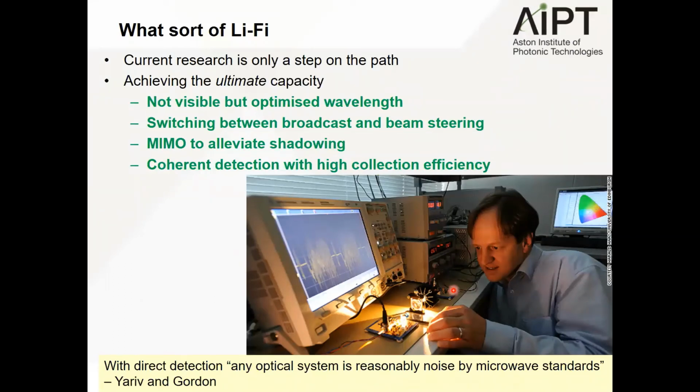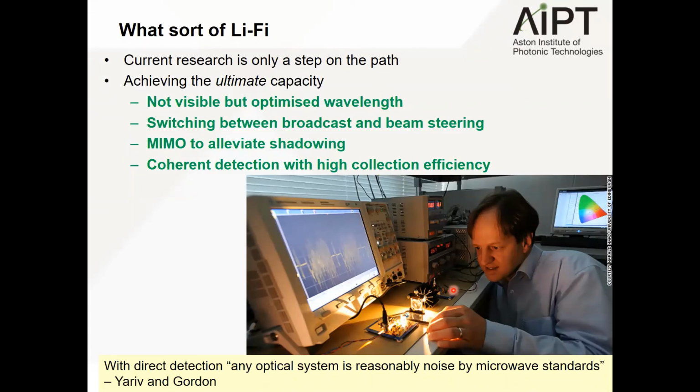In order to really displace microwave rather than be an addition to it, we need to get a roadmap to that ultimate capacity. So that means picking the best wavelength, not the most convenient wavelength. That means being able to find the users and then direct the energy to them, so being able to switch between broadcast and beam steering. That means dealing with the fact that very often visible light communications and other light-based communications get obscured by objects. So you need multiple paths to the user to alleviate the shadowing.